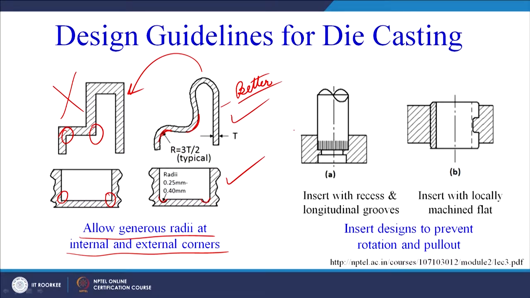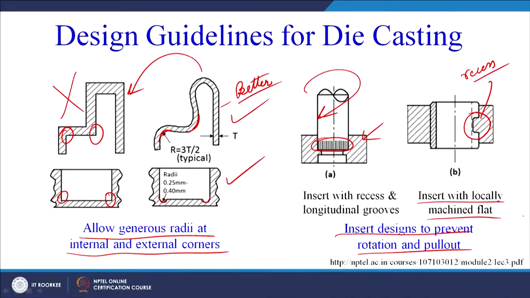Similarly, insert designs to prevent rotation and pull out. Here we can see this threaded portion will avoid the rotation of this part when it is fixed in this part. Similarly, this type of recess can help us provide a locking arrangement to avoid the rotation of the part. Insert with a locally machined flat, so this is a locally machined flat here, which will avoid the rotation of the part or movement of the part up and down.